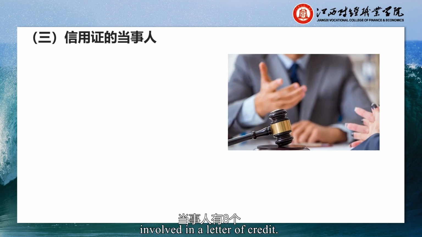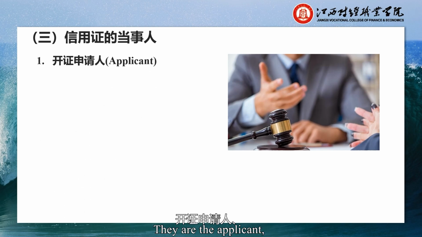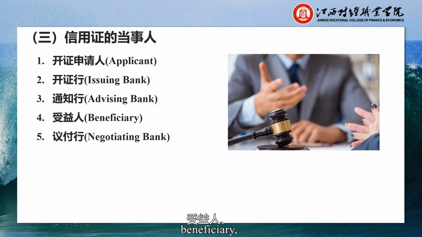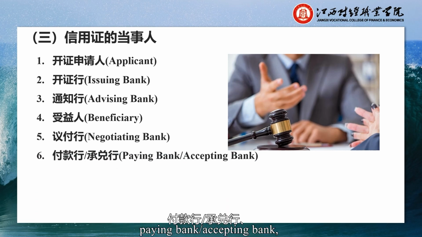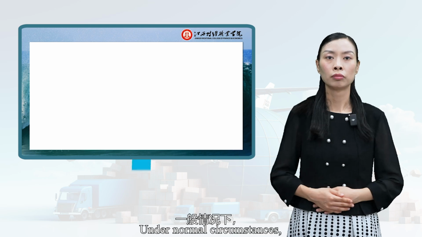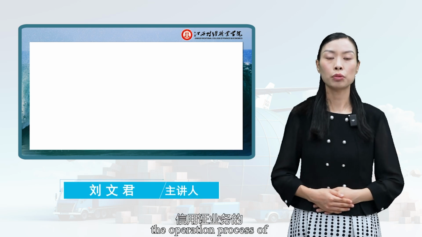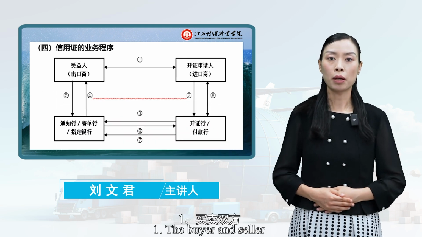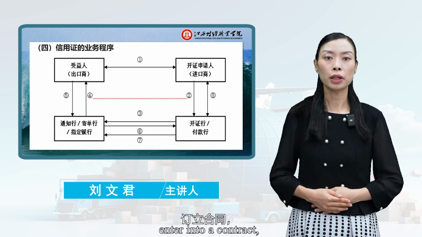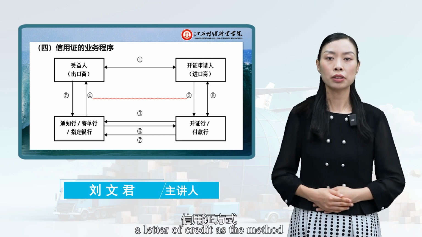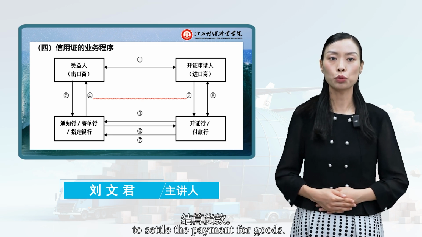There are several parties involved in a letter of credit. There are the applicant, issuing bank, advising bank, beneficiary, negotiating bank, paying bank, accepting bank, reimbursing bank, and confirming bank. Under normal circumstances, the operation process of letter of credit transactions includes the following basic steps. First, the buyer and seller enter into a contract and stipulate the use of a letter of credit as a method to settle the payment for goods.